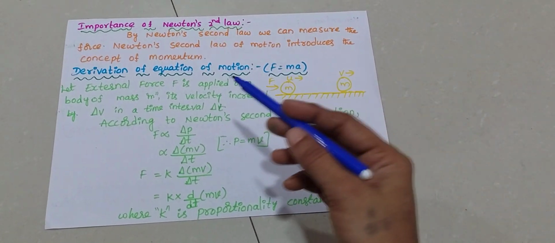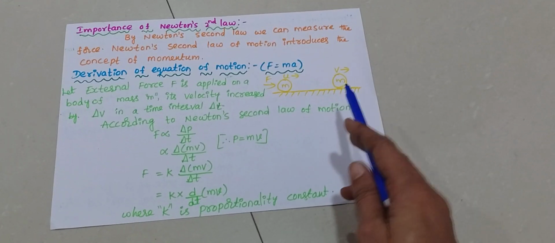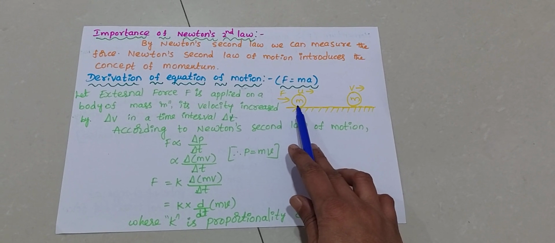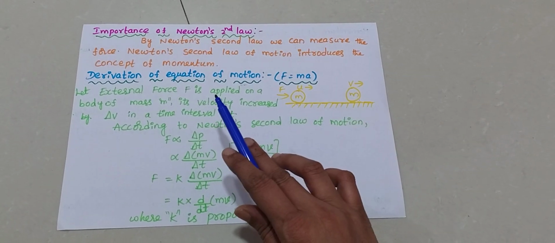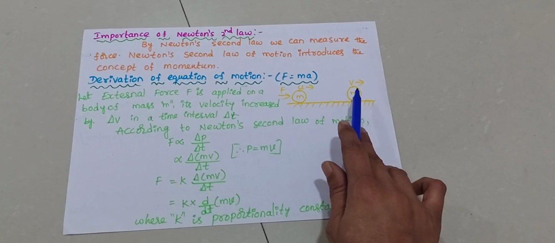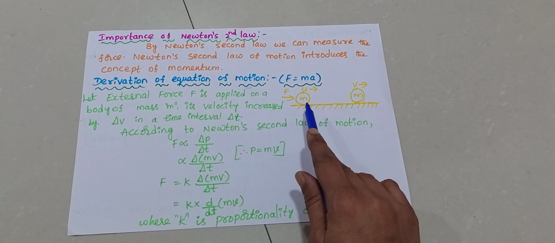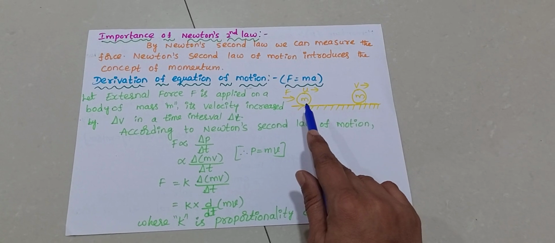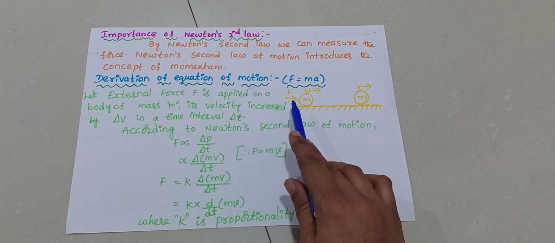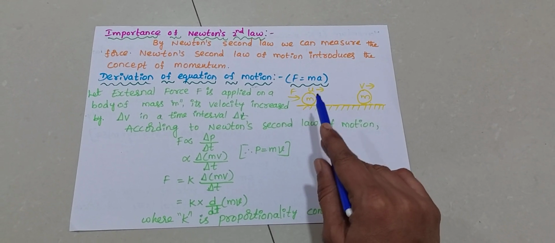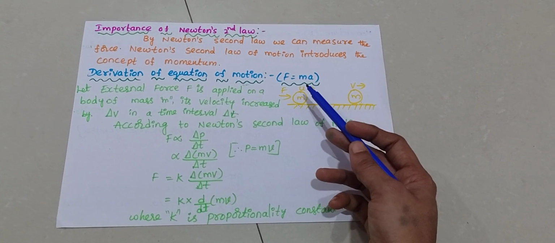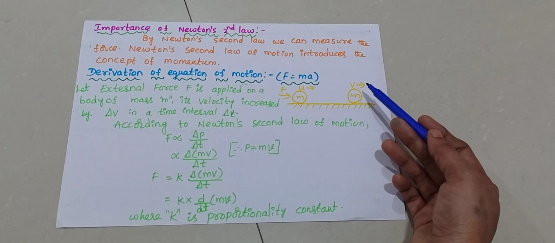Let external force F be applied on a body. Let us consider this is one body. This body moves from here to here. Here this body's initial velocity is u, final velocity is v. That body changes its position from initial position to final position. Whenever we apply the external force, that body moves from initial position to final position. That's why initial velocity is u, final velocity is v.